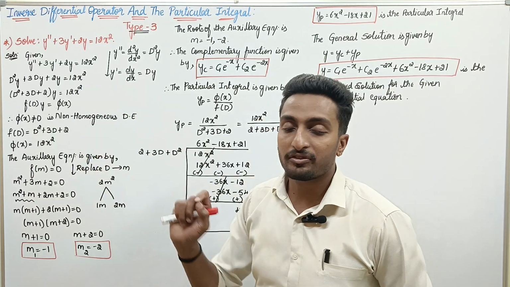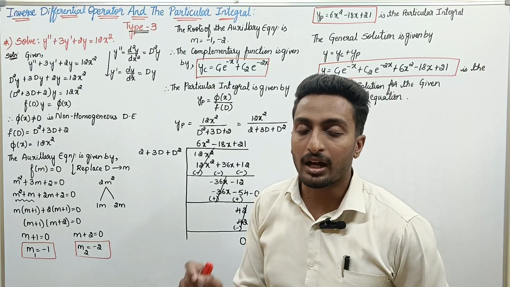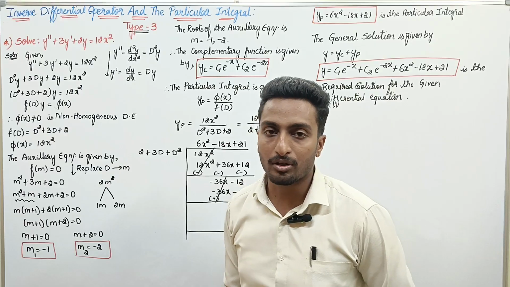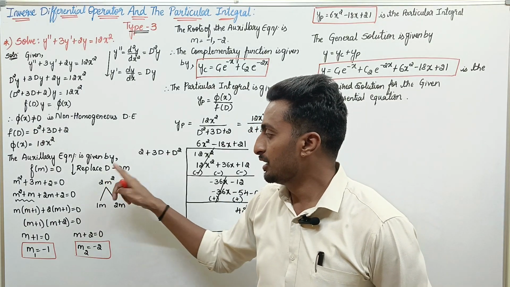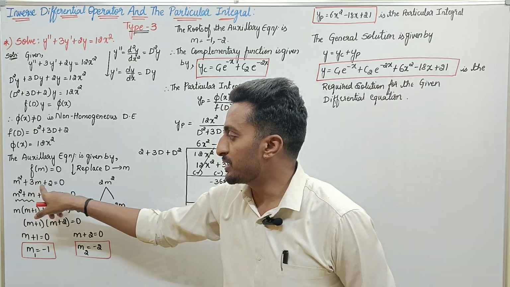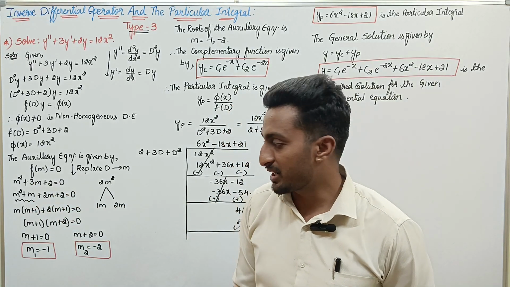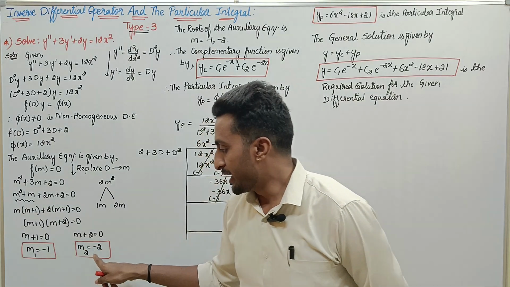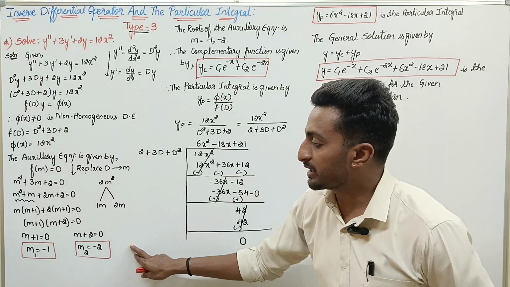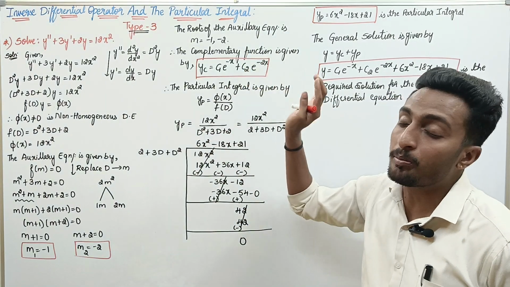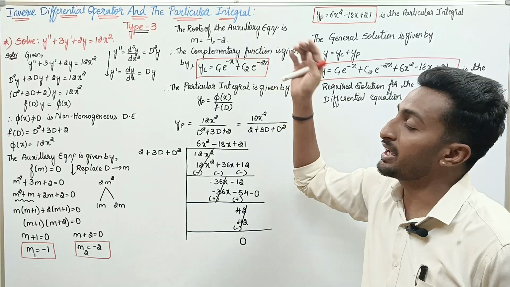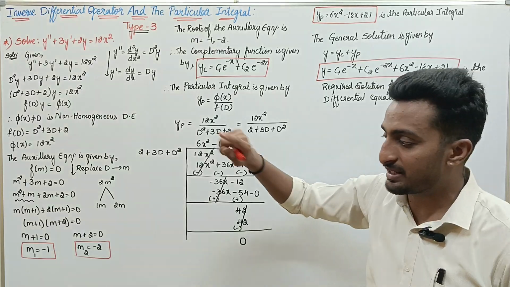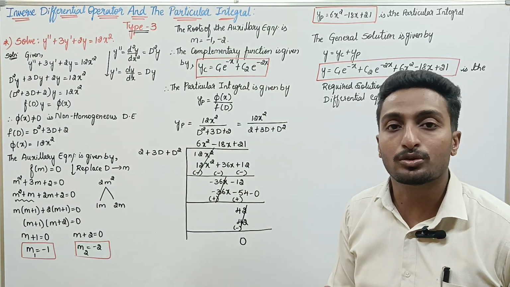Considering f of D, we are going to find the auxiliary equation, that is, we are going to find the roots of the auxiliary equation, f of m equal to 0. We replace D with m: m square plus 3m plus 2 equal to 0. Use the factorization method, represent the roots. You get first root as minus 1 and second root as minus 2. Considering these roots, we represent the complementary function, given by c1 e power of minus x, c2 e power of minus 2x.